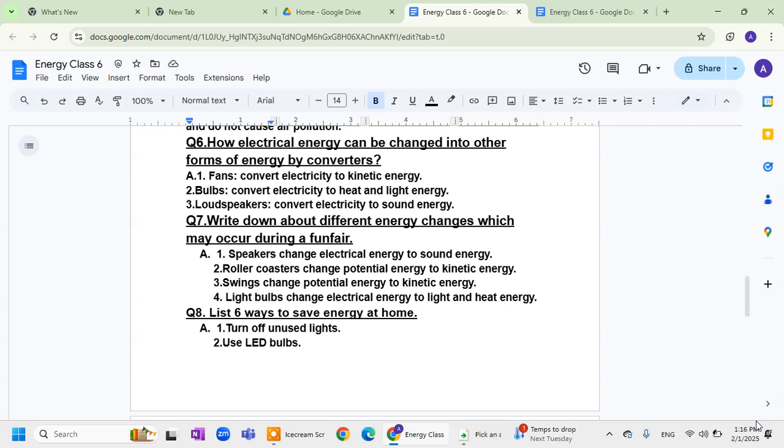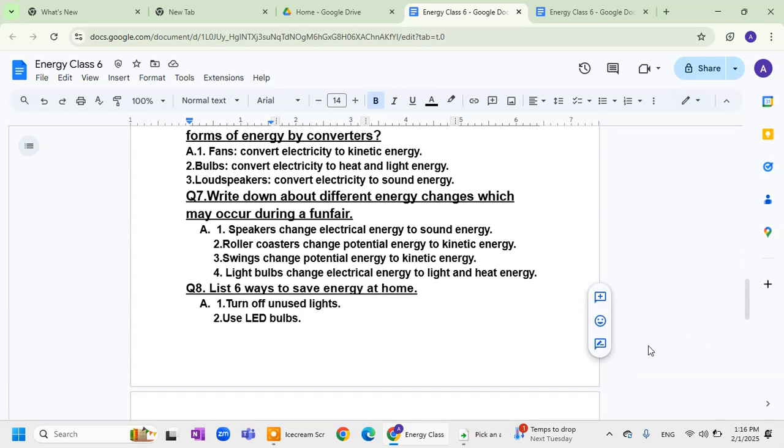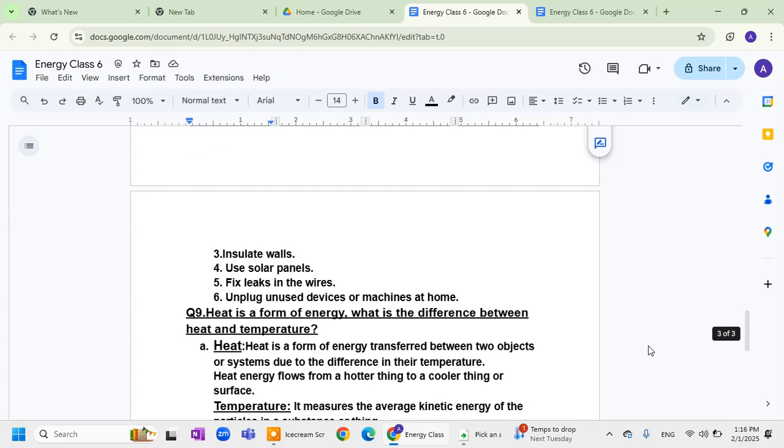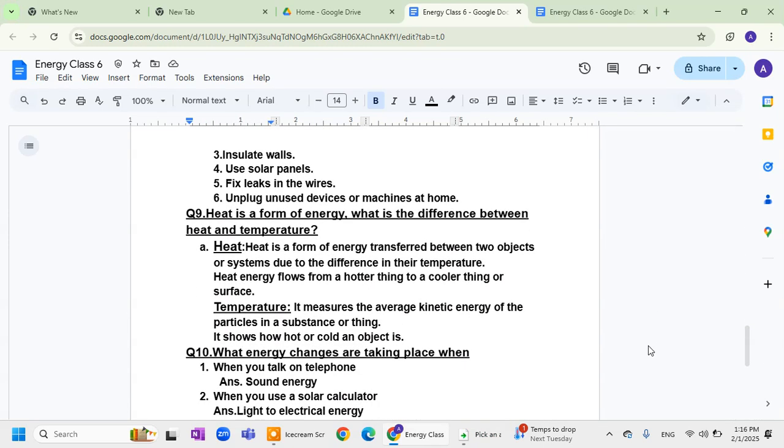Question 8. List 6 ways to save energy at home. Number 1, turn off unused lights. Number 2, use LED bulbs. Number 3, insulate walls. Number 4, use solar panels. Number 5, fix leaks in the wires. Number 6, unplug unused devices or machines at home.